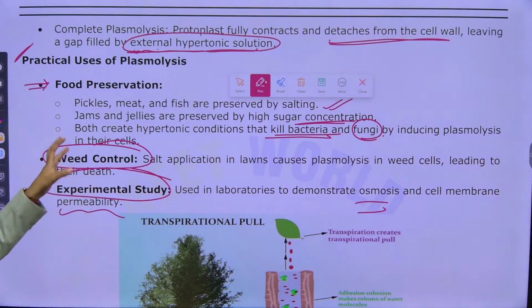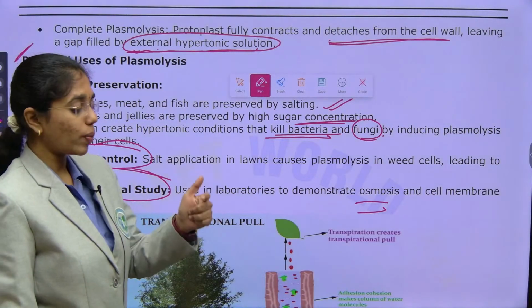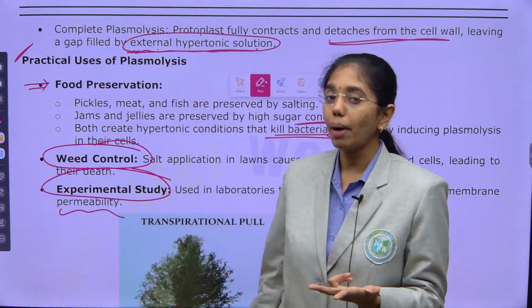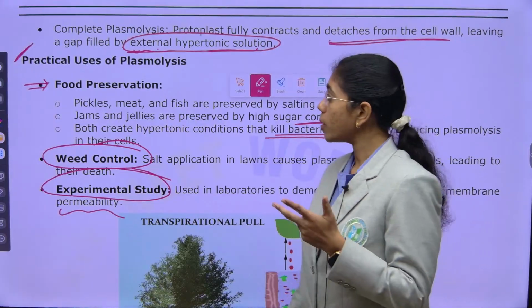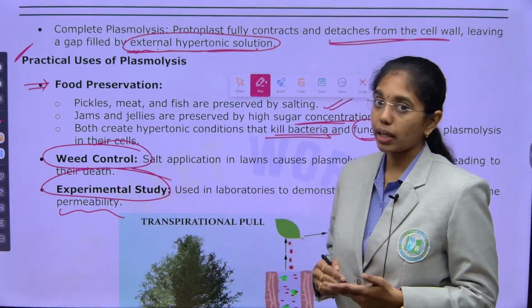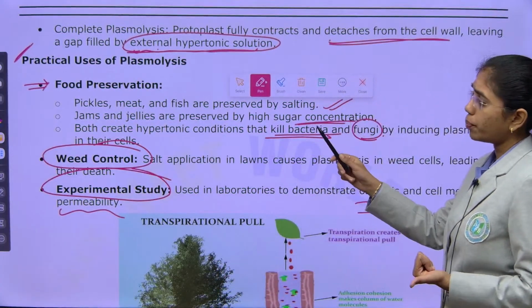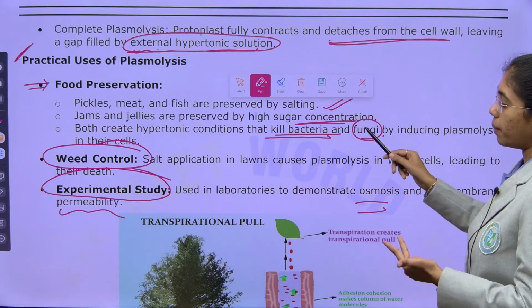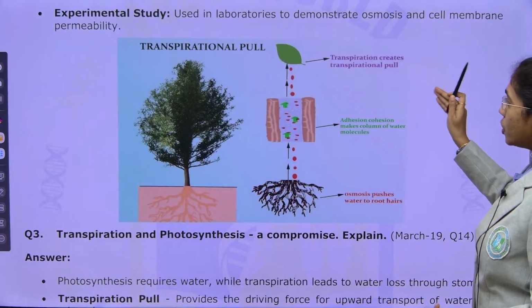This will be used. Exosmosis process or plasmolysis principle is used. Fine, right? You have to mention what is plasmolysis by giving out a clear example. Steps of plasmolysis, you have to include incipient plasmolysis and complete plasmolysis, and then highlight the practical uses of plasmolysis. Clear about food preservation, weed control and experimental study. Clear till here?